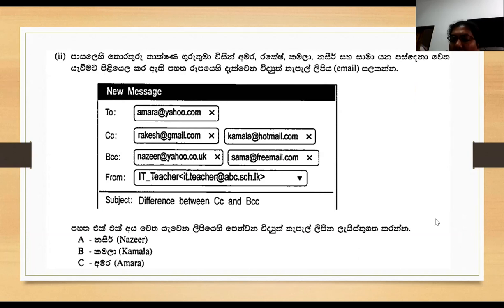What about Ruwani? Ruwani, can you unmute your mic? Yes, miss. Can you tell me, when Amara got this message, who are the persons? No need to worry about the mails. Who are the persons he can see? Amara can see Rakesh. Yes. Kamala. Yes. Nasir. Nasir's email address is under BCC, blind carbon copy.